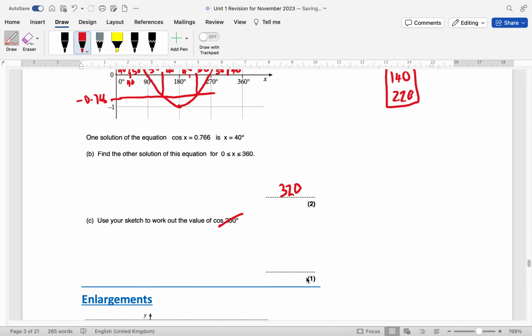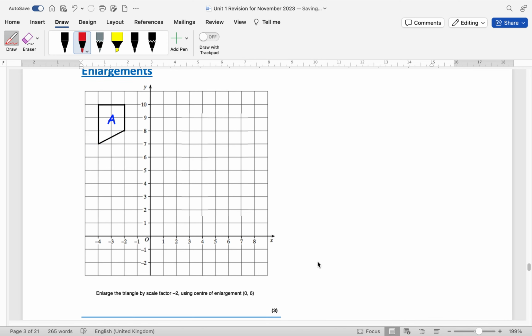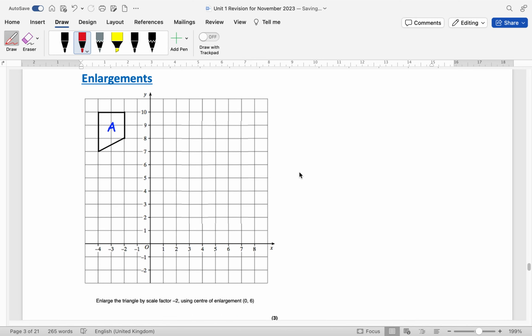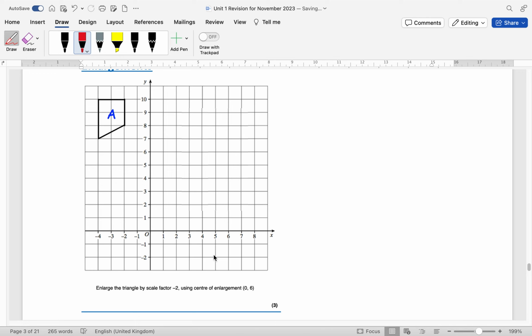Ignore that. Okay, enlargement, in higher tier. Scale factor minus 2, use it in 0.6 as the centre. Minus 2 means twice as far away in the other direction. So to get to this point, it's 2 left, 2 up. Twice as far in the other direction would be 4 right, 4 down. To get to this point, it's 4 left, 1 up. Twice as far in the other direction would be 8 right and 2 down.